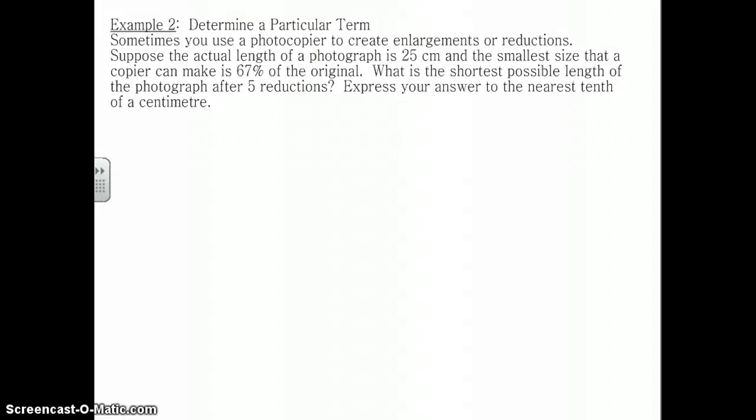Hi and welcome to section 1.3, example 2. So in this section we're looking at geometric sequences. So in this case the terms multiply by a certain number instead of add by a certain number.